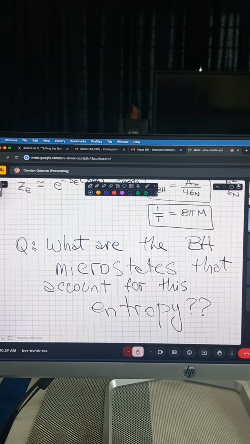So if you have a black hole in AdS, you will see this in problem 2 of your problem sheet if you try to do it. You will see that some black holes in AdS have positive specific heat, so they are stable.